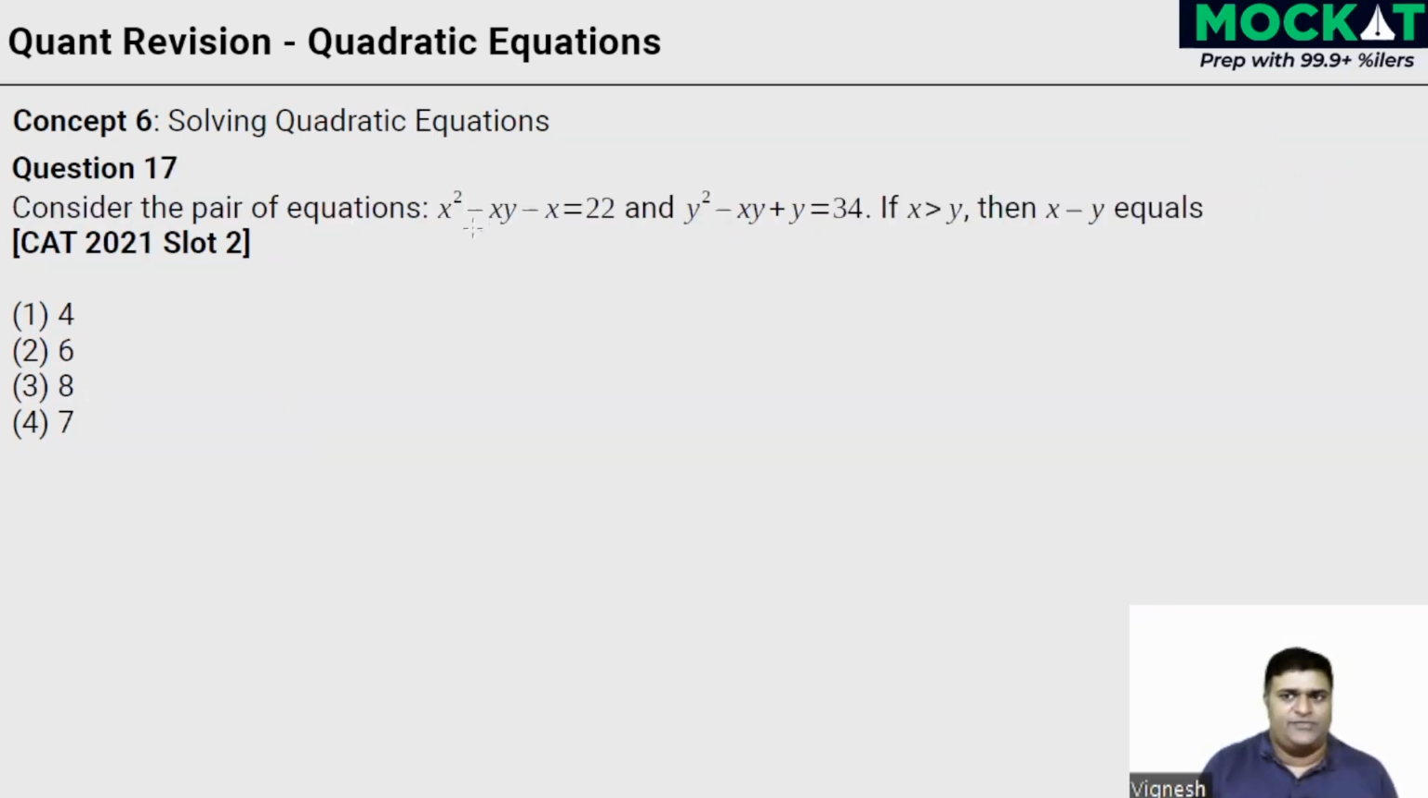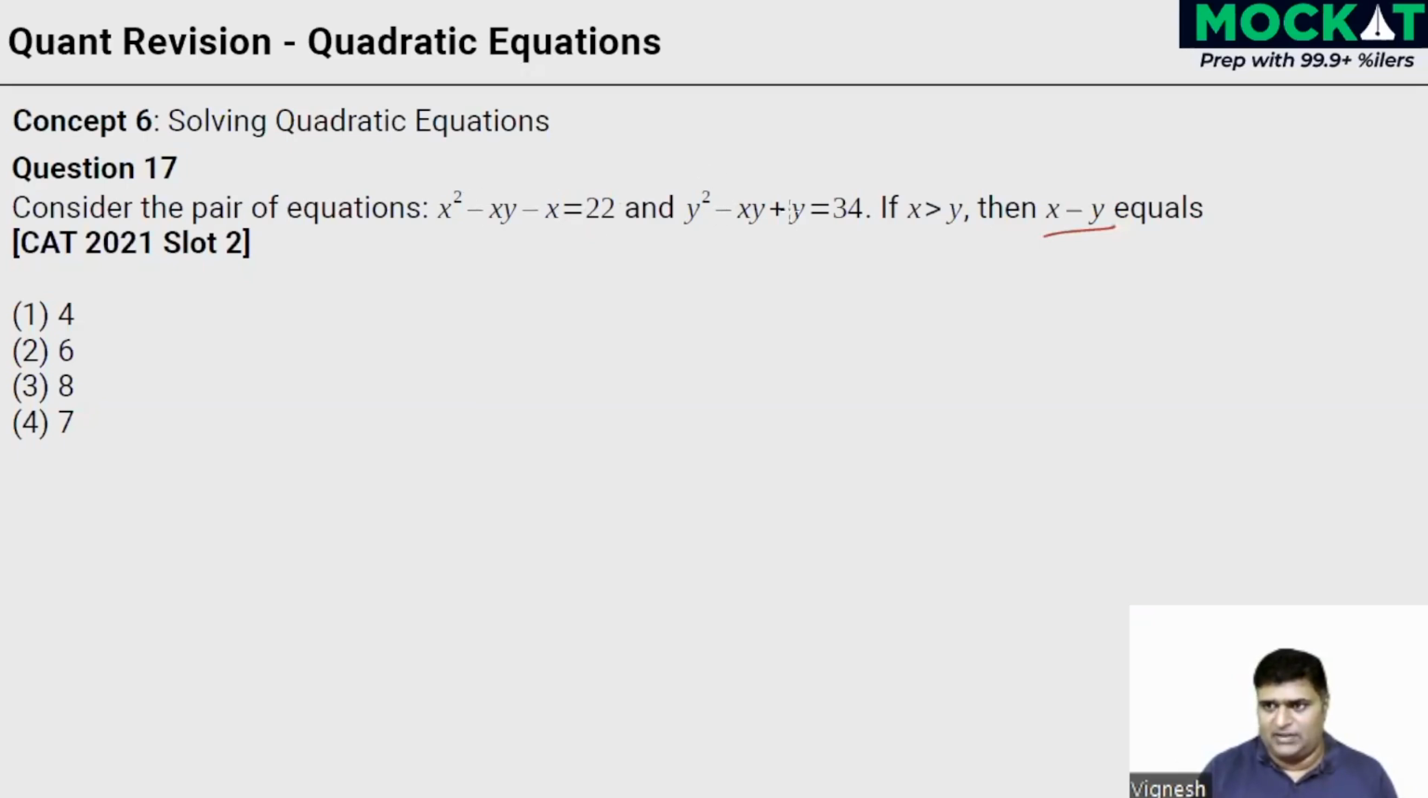Now consider the pair of equations x square minus xy minus x equals 22. Y square minus xy plus y equals 34. Then x minus y equals what? What if I subtract these two? I'm going to get x square minus y square, or y square minus x square, and then I'm getting y plus x. Okay, that's one way.